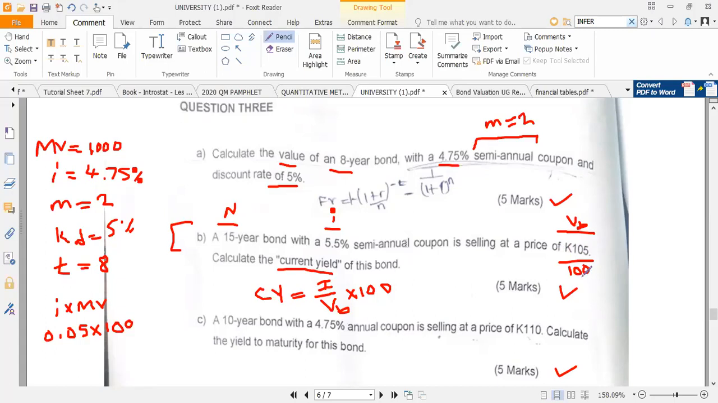So here, we're going to get our I as 5.5. 5.5 over 105 times 100. This is 0.055 here. So times 100 is 5.5. What are you getting?